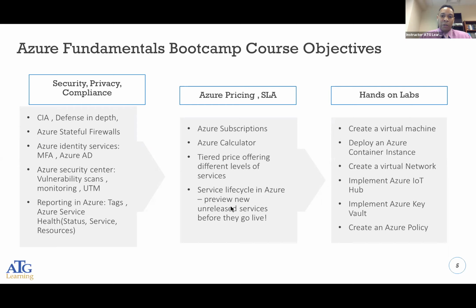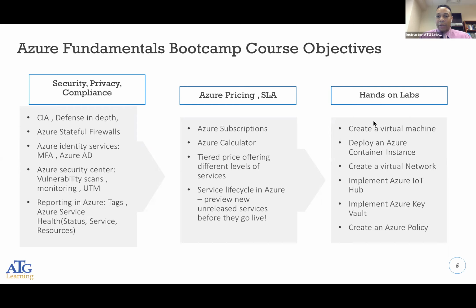And for the service lifecycle with the Azure pricing model, you get an evaluation where you can use all of these services for free. That's how they try to coerce people into using their services. You can also try out services that are unreleased. So you're going to get a little exposure logging into an evaluation of some services you can use in the cloud and mess around with in the lab environment.